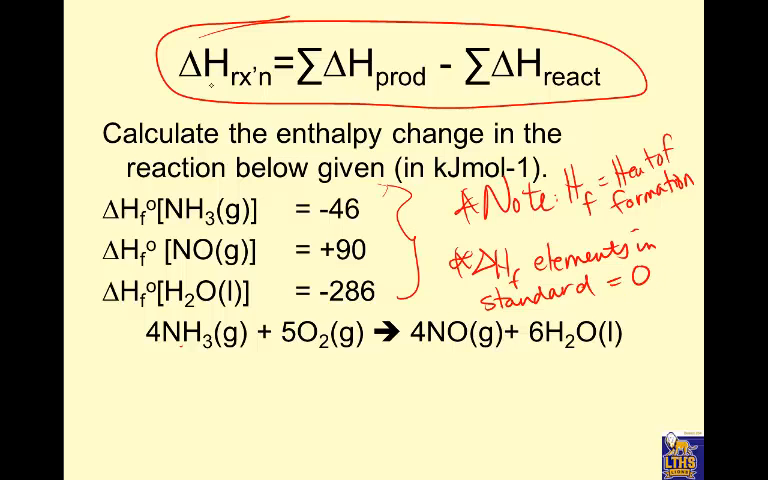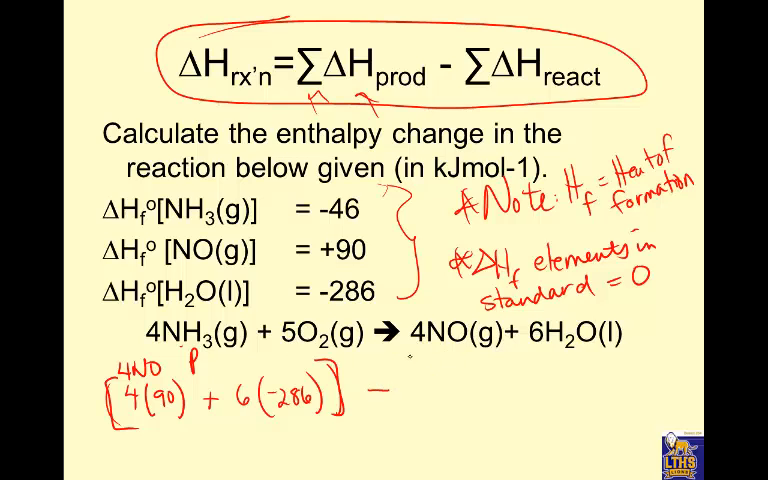Okay, so here's what we do. We need to find the delta H of the reaction by taking the sum of the delta H of the products. So here are the products. We have 4 NOs, and here's the value for 1 NO, but since we have 4 in the equation, we have to do 4 times 90. Plus, because we're summing it up, 6 times negative 286. So this is going to be the products. Minus the reactants. For the reactants, I have 4 NH3s, so I have to do 4 times the heat of formation of ammonia, negative 46.